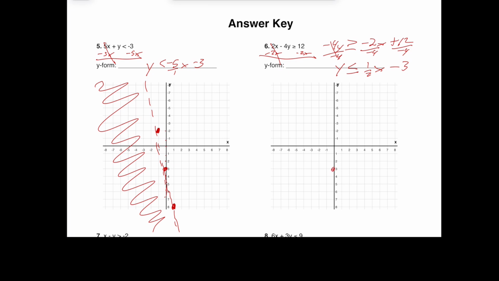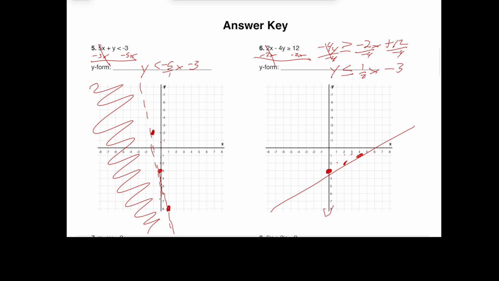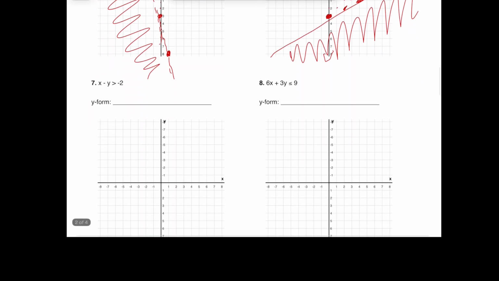So negative 3 is my y-intercept, and I'm going to go up 1 over 2. Up 1 over 2. And I'm going to make this an equal sign. And now, where do my y's get smaller? They get smaller that way. So, there you go. There's my shading. 2 more. Way to stay with this, guys.